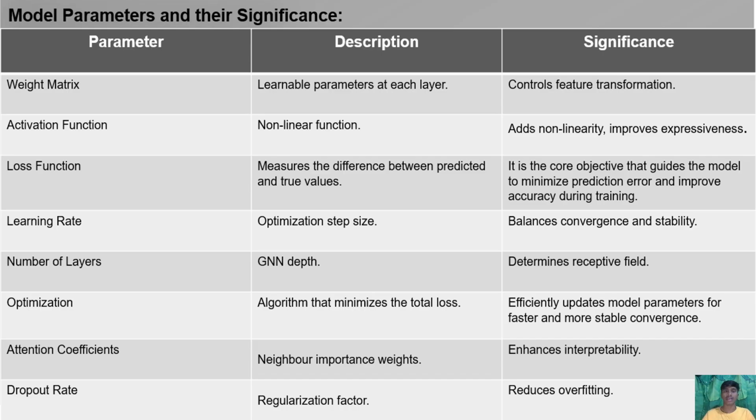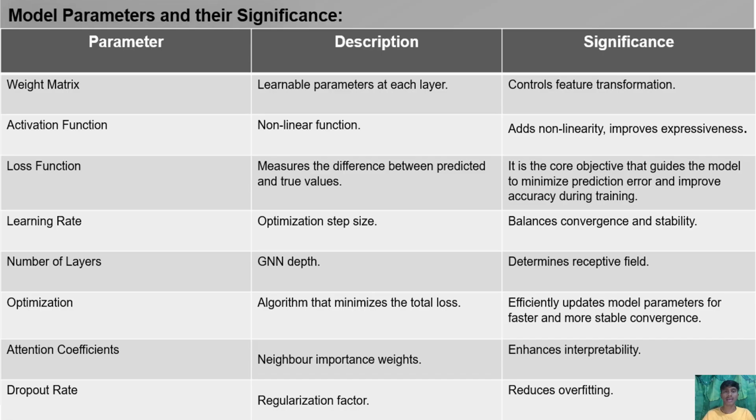Activation function. The activation function introduces nonlinearity into the model. Without it, the network would behave like a simple linear function. It improves the model's expressiveness and allows it to capture complex relationships between the nodes and edges. Loss function. The loss function measures the difference between the predicted and actual values. It is the core objective and guides the entire training process. Minimizing the loss helps the model improve accuracy and reduce prediction error.